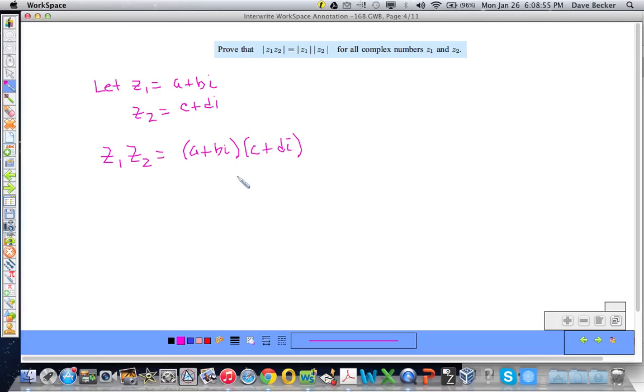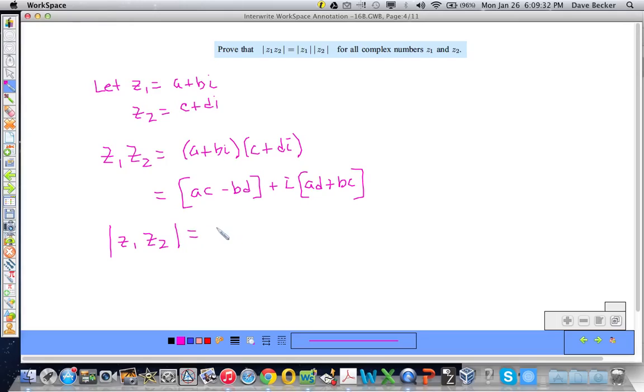If we expand that and collect all like terms, we're going to end up with ac minus bd plus i times (ad plus bc). If you want to pause and work that out to convince yourself, go ahead, but it's just algebra, so you can trust me.